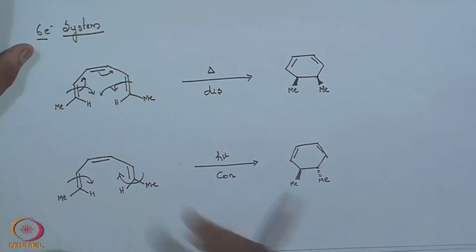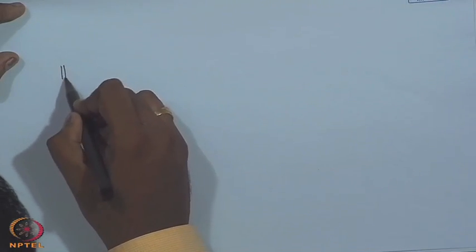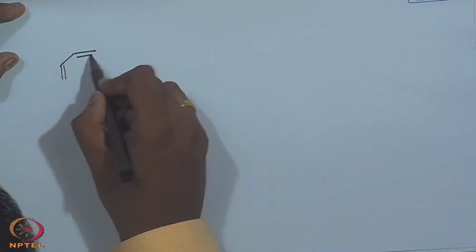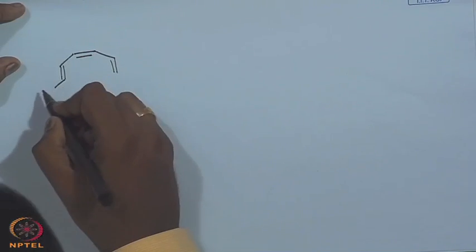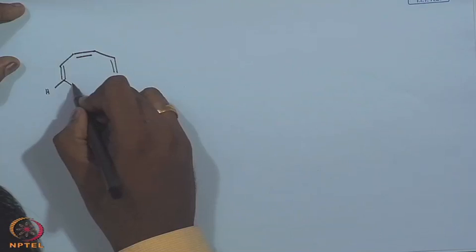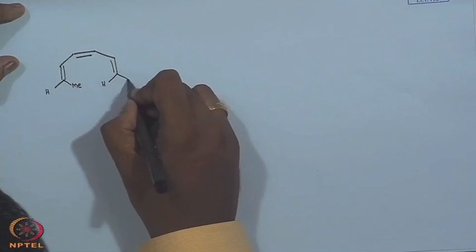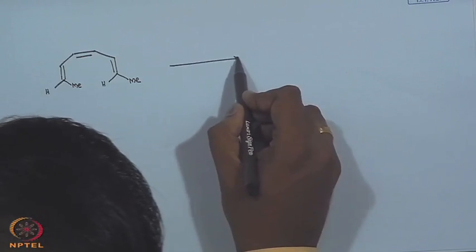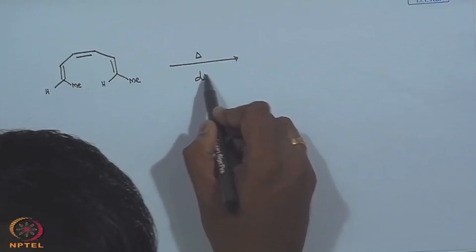Fine. So, if I take the reverse one, that is, if I take this system, this is again a 6 electron system, but I will just change it. So, I have taken hydrogen here and methyl, just reversed it. Now, I just say heating, you know it is dis.